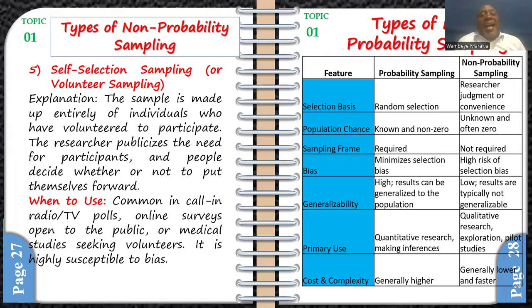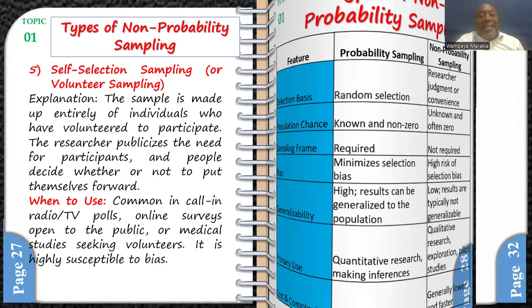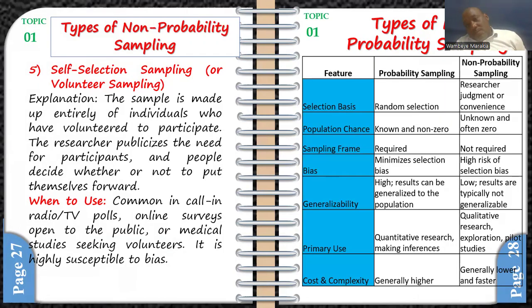After finishing looking at the non-probability and probability sampling, allow me to move on to another area called sampling error. Because whenever you use the two types of sampling, there is an error you can introduce as a result of sampling. So allow me to discuss the sampling error.